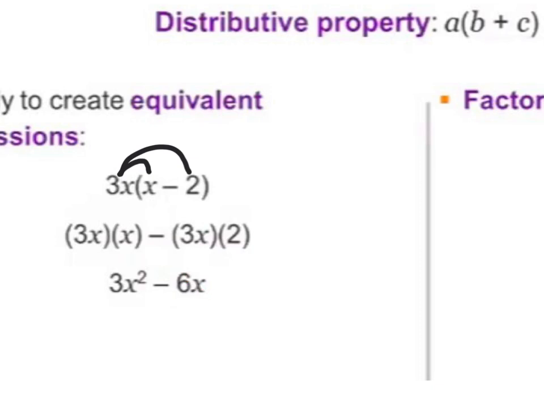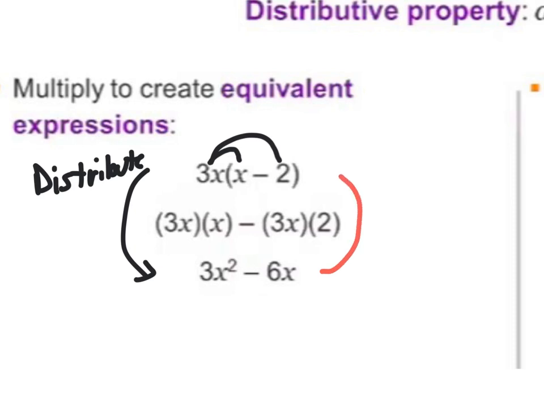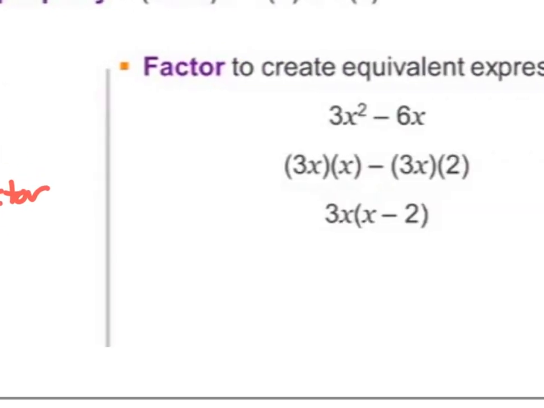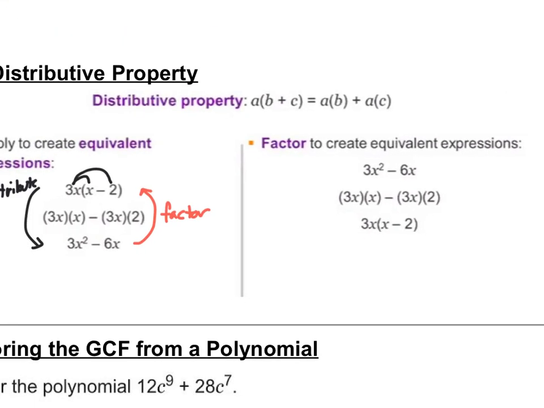Okay, now factoring means that we go the opposite way. So going this way, we're going to call distributing, but going the other way means to factor. It's the opposite of the distributive property. So we start off with what we ended up with in the other equation. Notice how after distributing, this is where we got to. When you factor, that's what you start with.